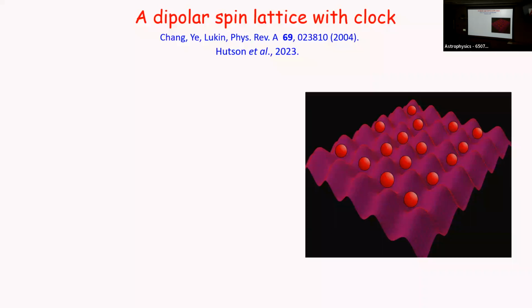And then Misha said, "Ah, you're Jun Ye." And we started to talk about it. I said, "Misha, eventually I'm going to build a nice clock like this." And Misha is incredible, this guy. He said, "Do you have to worry about dipole-dipole interactions?" This was back in 2004. And I said, "Misha, maybe yes, but it will probably take a while."